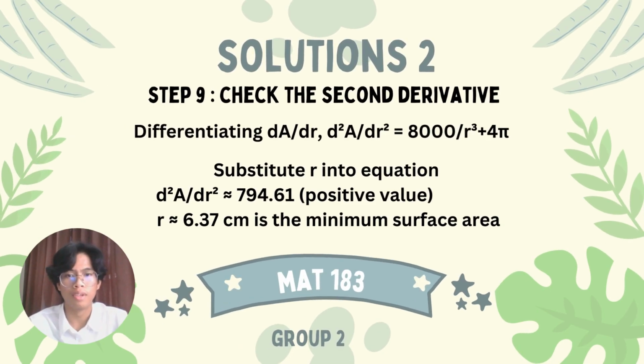Step 9, we need to check the second derivative to confirm the value of R is right. So first, we need to differentiate dA over dR. Then we get d squared A over dR squared equals 8000 over R cubed plus 4 pi. Then we substitute R into the equation. So we get a positive value, which is 794.61. So we confirm that 6.37 centimeters is the minimum.